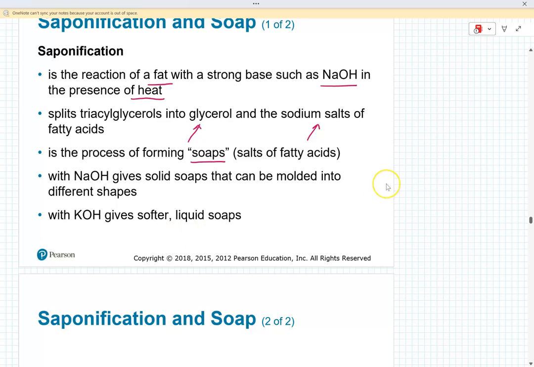So, I think it was Aubrey's question, are we making a hard soap or soft soap? Depending on the base that we're using. If we use sodium hydroxide, it results in a hard soap. With potassium hydroxide, a liquid soap.